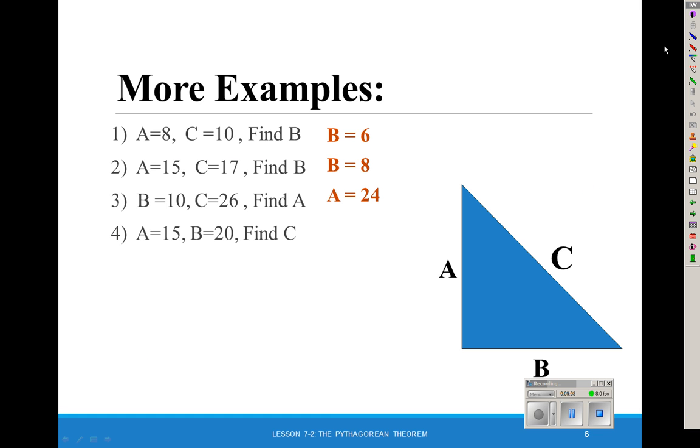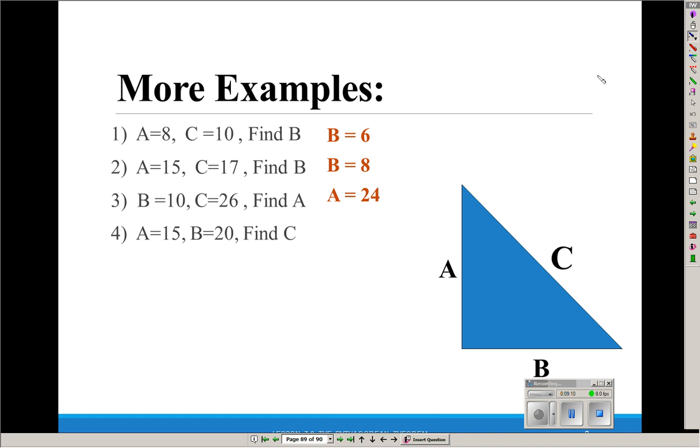Here's another one. If A is 15 and B is 20, find C. Well, A squared plus B squared equals C squared. 15 squared plus 20 squared. You could even do that in one step. Punching that in, that's 225 plus 400 is 625 equals C squared.